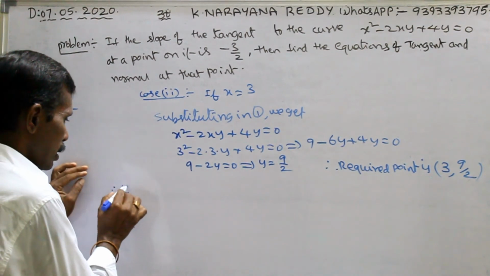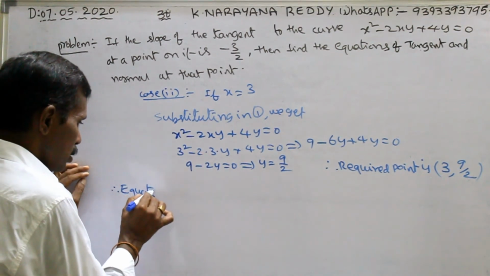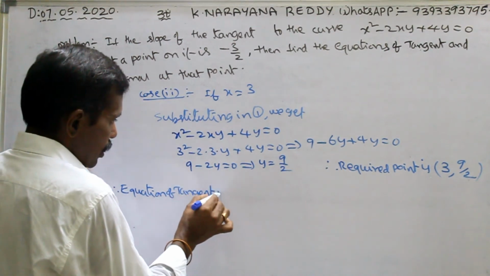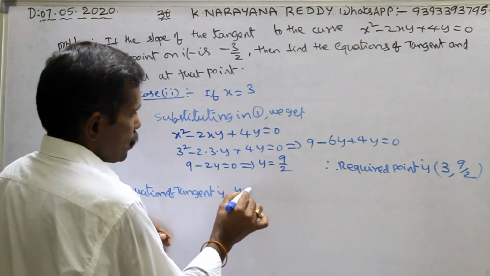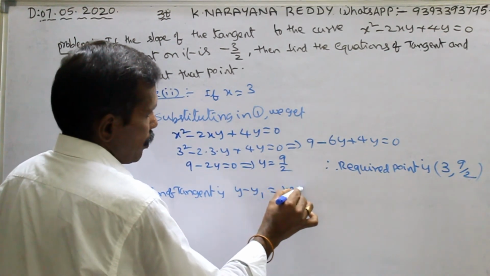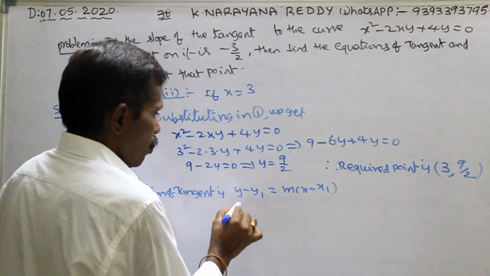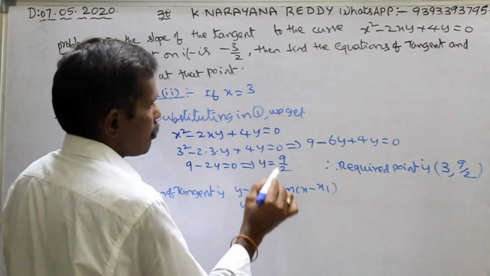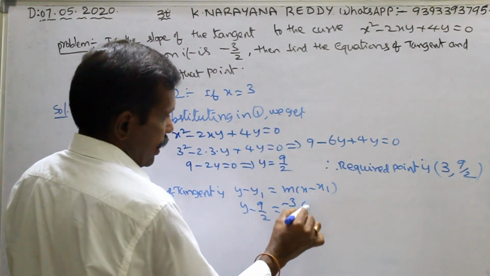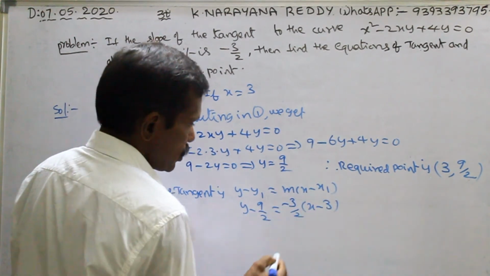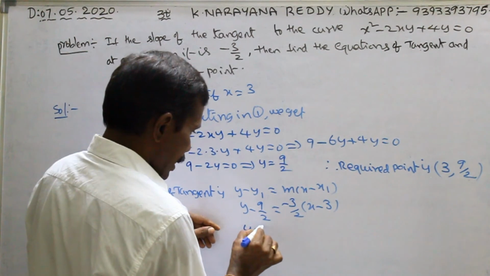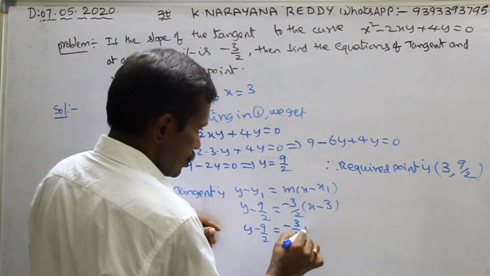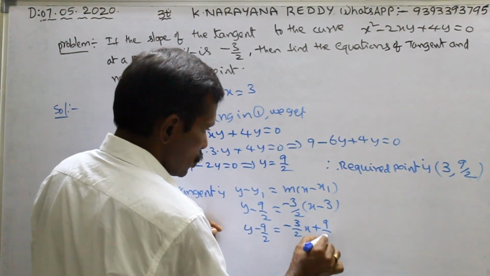Therefore, equation of tangent is y minus y1 equals to m into x minus x1. Y1 means 9 by 2. M means minus 3 by 2. X1 means 3. Simplify this. Y minus 9 by 2 equals to minus 3 by 2 x plus 9 by 2.